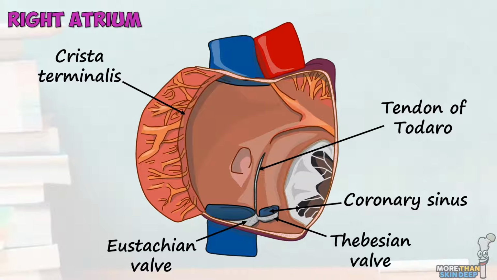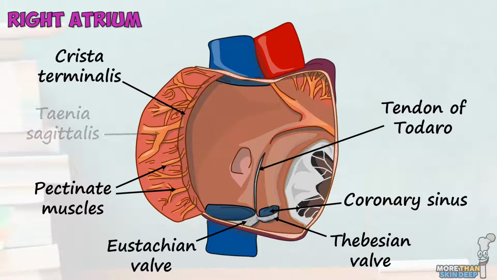From the crista terminalis arise several muscular projections known as the pectinate muscles. These extend towards the tip of the right atrial appendage and give it its rough trabeculated appearance. The largest of the pectinate muscles is known as the taenia sagittalis, or second crest.